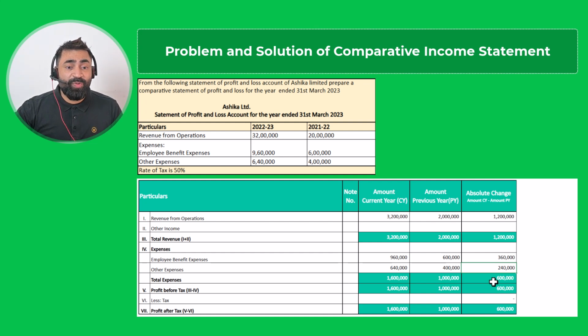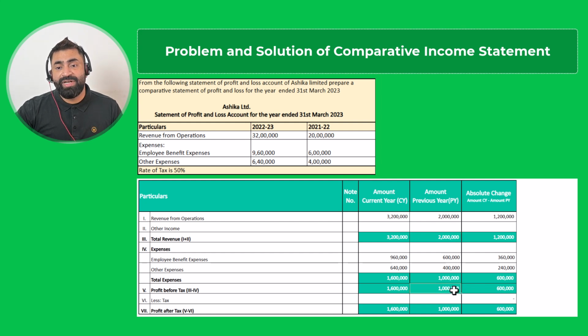Okay, then what's profit before tax? How do we find profit before tax? To find profit before tax, you have to deduct total expenses from the total revenue of each year. So for current year, total revenue is 32 lakhs and total expenses 16 lakhs. So 32 lakhs minus 16 lakhs, you get 16 lakhs as profit before tax. Same way for previous year, the total revenue was 20 lakhs and total expenses was 10 lakhs. So 20 minus 10, you get 10 lakhs as the profit before tax for previous year.